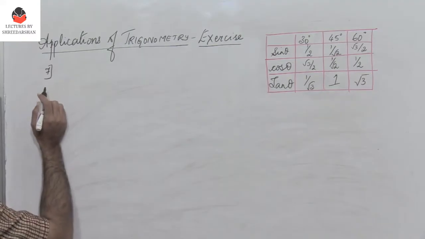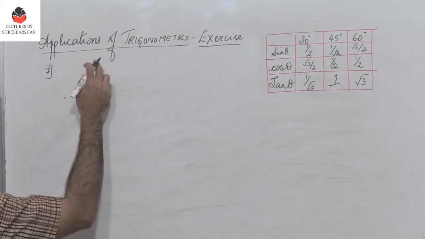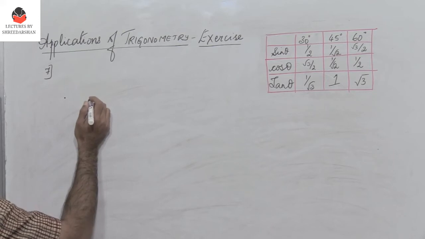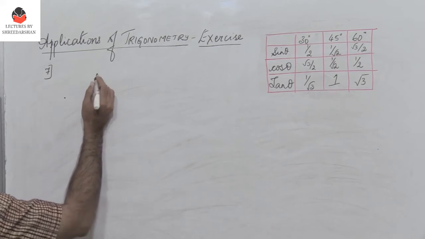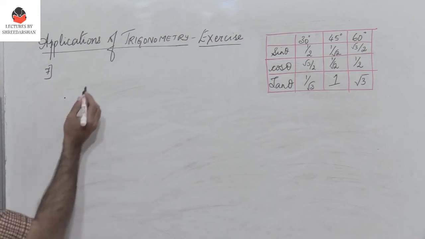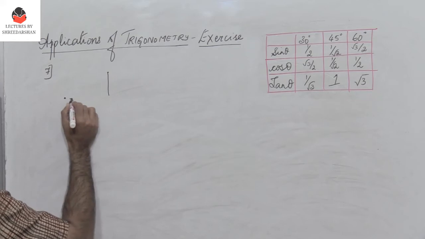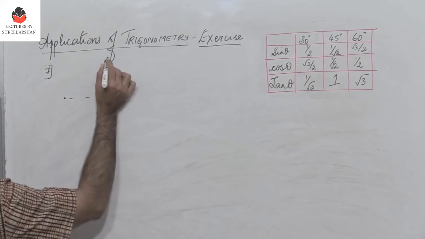So problem 7: from a point on the ground, the angle of elevation of the top and bottom of a transmission tower fixed on top of a 20-meter high building are 45 and 60 degrees respectively. So what is being given? There is a building of height 20 meters, right? On top of this, there is a transmission tower.